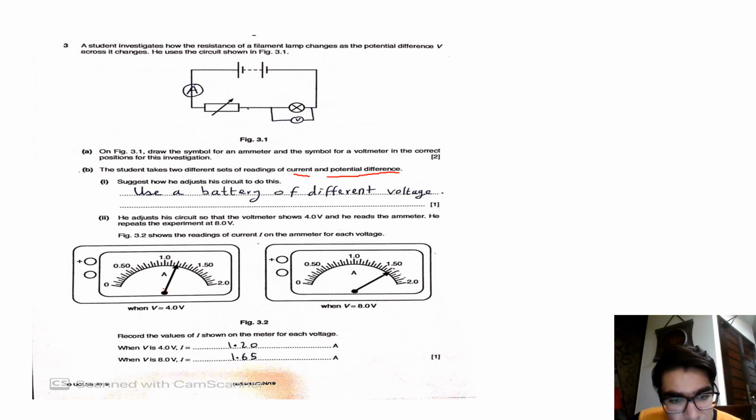When we have 8 V, I is, so this is 1.5, 1.6, 1.65. So it's 1.65 amperes, which is the unit for current.